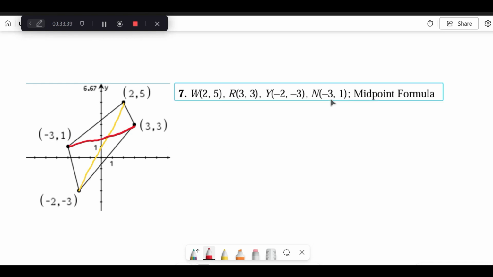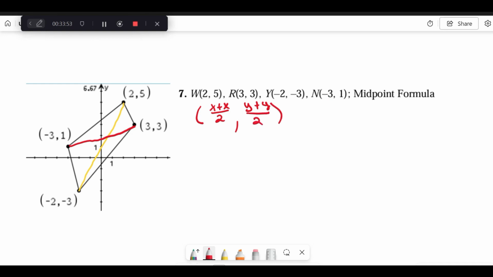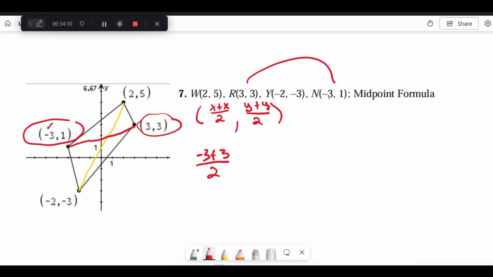This is another way to do it, right? Because if it's the same point, then they bisect each other. So here's the midpoint formula. Let's start with the red. The midpoint formula is like this: x plus x over 2, y plus y over 2. And I'm going to do it between (3, 3) and (-3, 1). So I'm checking the midpoint of these two right here. So -3 plus 3 over 2, right? -3 right here and +3 right there over 2. That would equal 0 over 2, which is just 0.